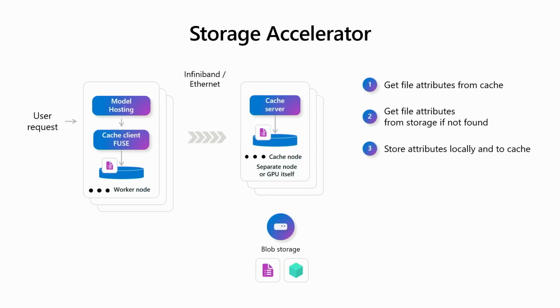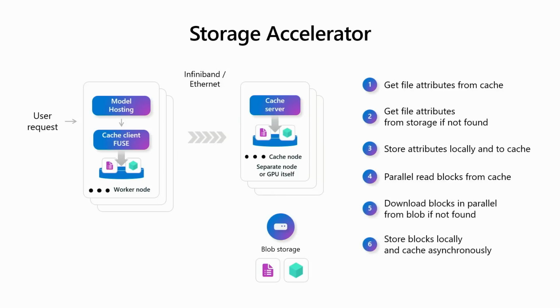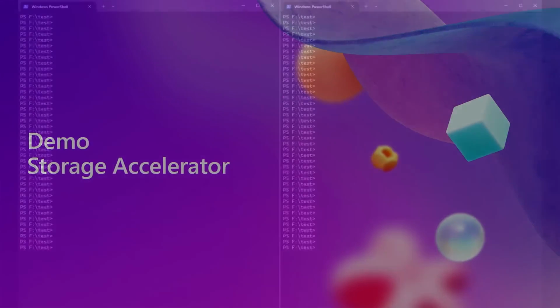So it can take advantage of all the free bandwidth to distribute these things around, so that when another worker needs something, it can very quickly get it from the cache, even over InfiniBand. Parallel reads from the cache, these are stored in blocks. There's no metadata server. There's no replication across the servers. It's very simple and very fast. And I'll show you a quick demo of that right here.